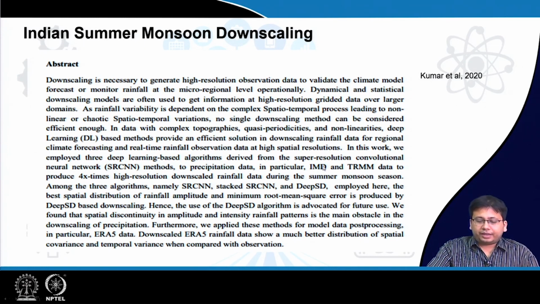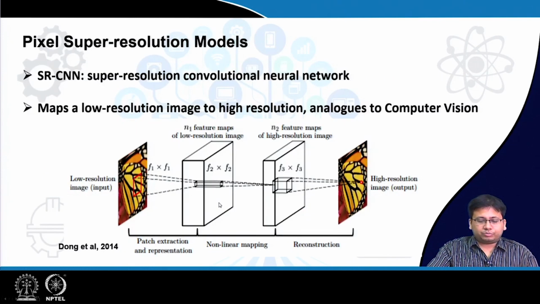So, IMD, the India Meteorological Department, has its own gridded data set, which is at a scale of about 1 degree, and that means roughly around 100 kilometers. And TRMM is a rainfall measurement satellite. This satellite provides much higher resolution data, up to quarter degree. So, from 1 degree to quarter degree, it is a 4 times high resolution downscaling of rainfall. They have compared different algorithms for this purpose.